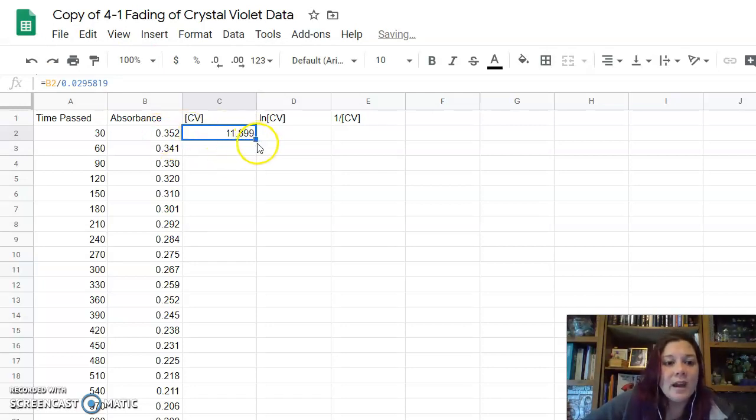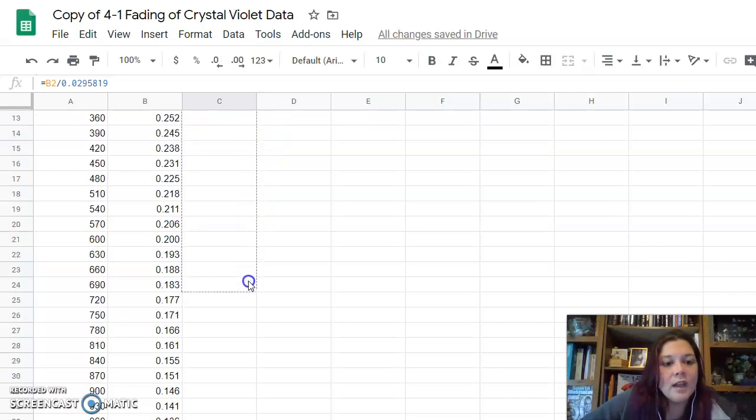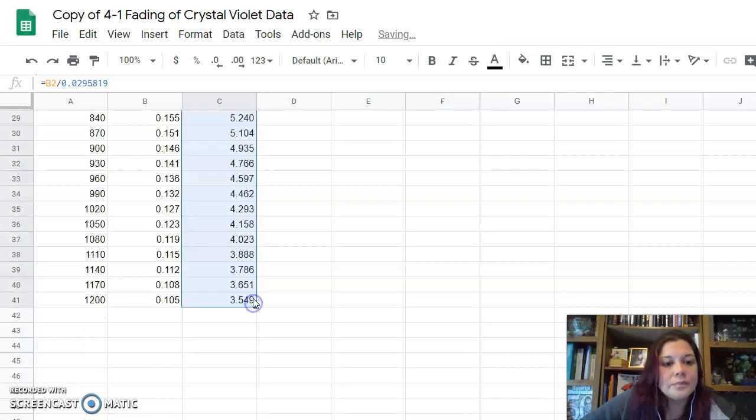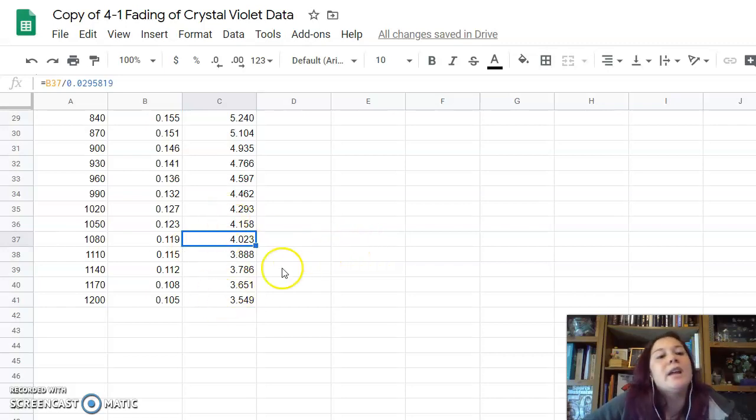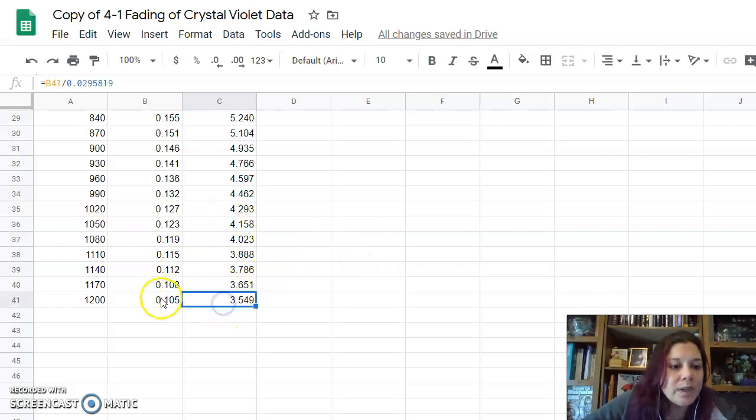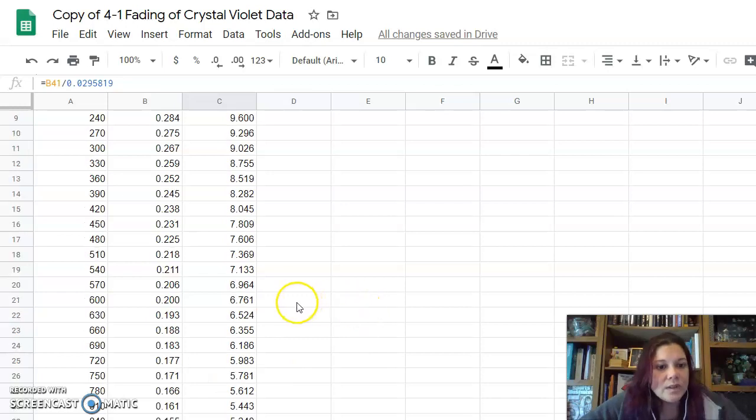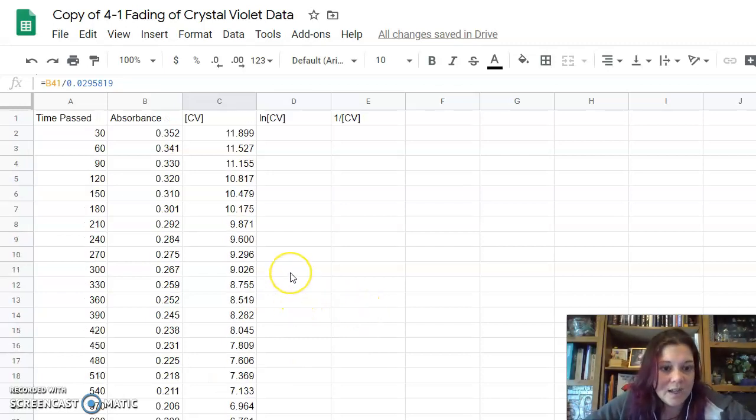The reason I want to do that is because now if I hover over the blue box and click and drag down, you'll notice that it does this for every subsequent entry. So for example, this last point is the number here, 0.105, divided by that slope. So now you can easily see that the concentration has gone down over the time of the experiment, and those numbers are all the concentration for you.